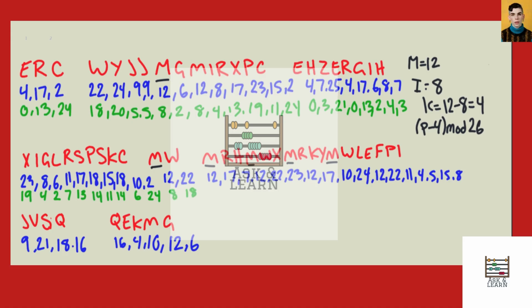8, 18, 8, 13, 3, 8, 18, 19, 8, 13, so 10 becomes 6, 24 becomes 20, 12 becomes 8, 22 becomes 18, 11 becomes 7, 4 becomes 0, 5 becomes 1, 15 becomes 11, and 8 becomes 4. 9 becomes 5, 21 becomes 17, 18 becomes 14, 16 becomes 12. 12, 0, 6, 8, and 2.